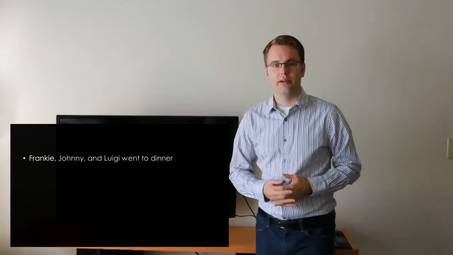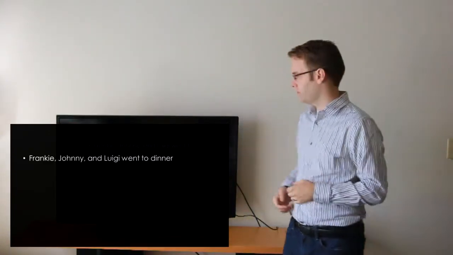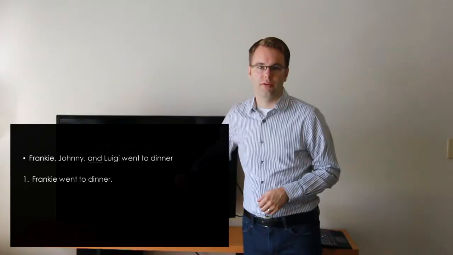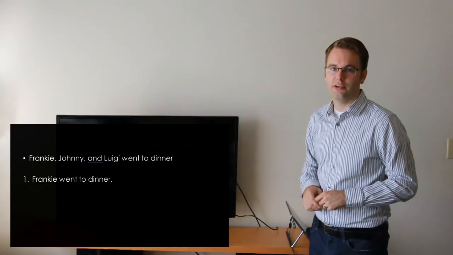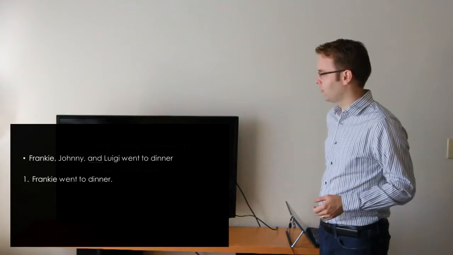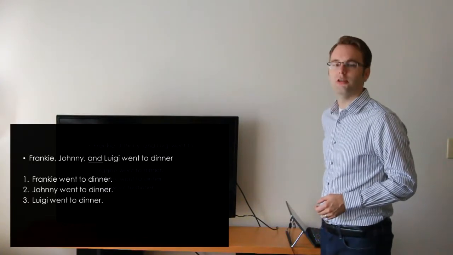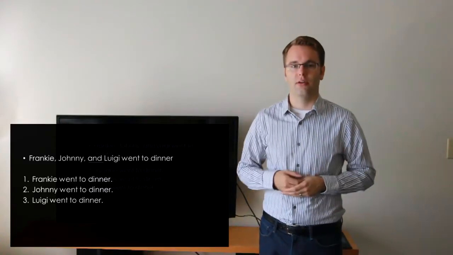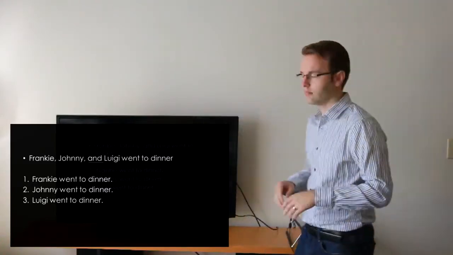Frankie, Johnny, and Luigi went to dinner. So this has an "and," but there's actually an implied "and" between Frankie and Johnny, right? There's actually an implied "and" there, that comma. So we actually mean Frankie went to dinner, Johnny went to dinner, Luigi went to dinner. We mean 3 separate propositions, each of which could be true or false, independently of the other ones. Okay.